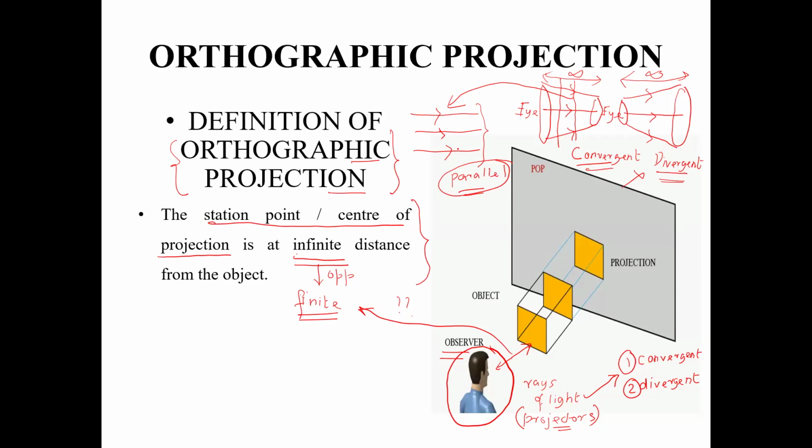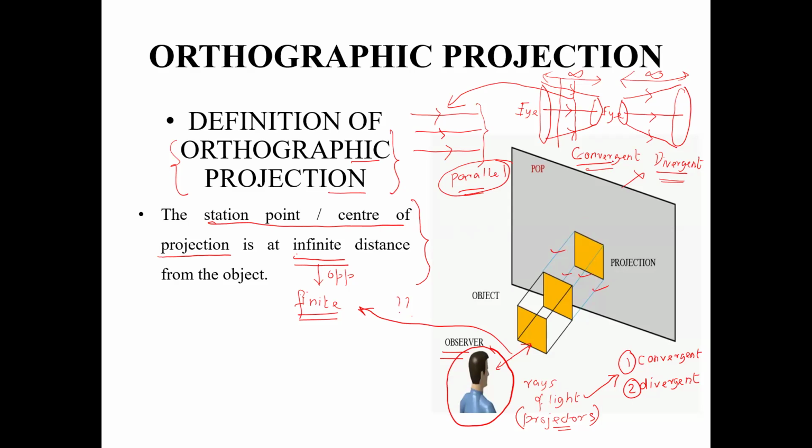Now, why do we want parallel projectors? Why don't we want convergent or divergent projectors? This is because there is a problem with convergent projectors as well as divergent projectors. You see, here the projectors are all parallel.